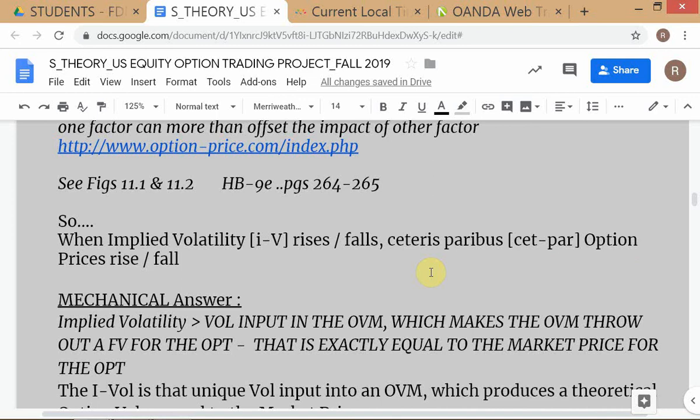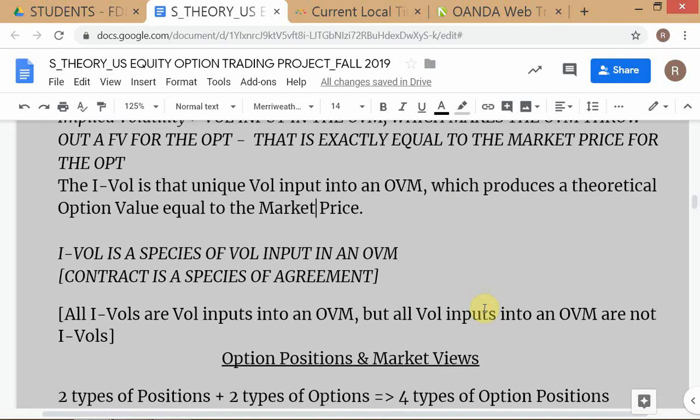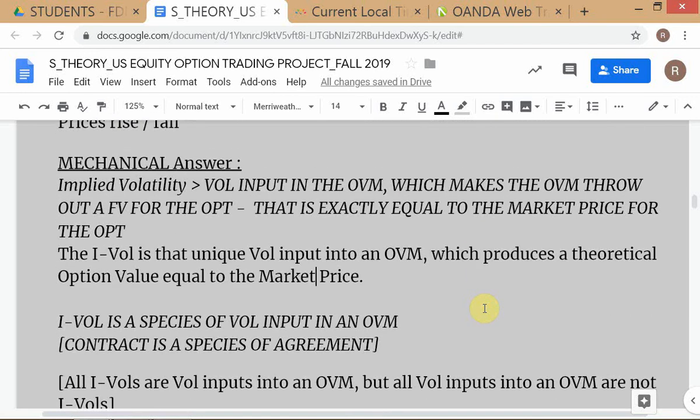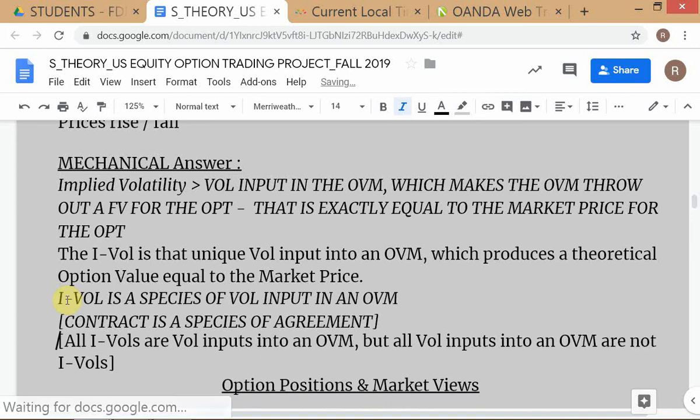Now we come to the mechanical answer, which we discussed briefly earlier, but we are going to understand it once again. All of this is already there in your notes. I'm just not going there because it's in a different application window, so it helps me to toggle easier if I do it here. So, the mechanical answer to what is IV. Read the mechanical answer a little bit.